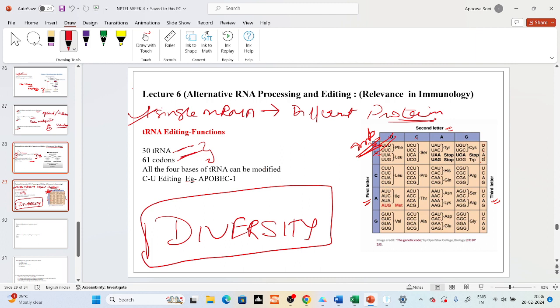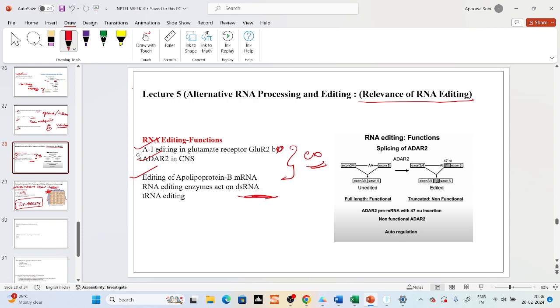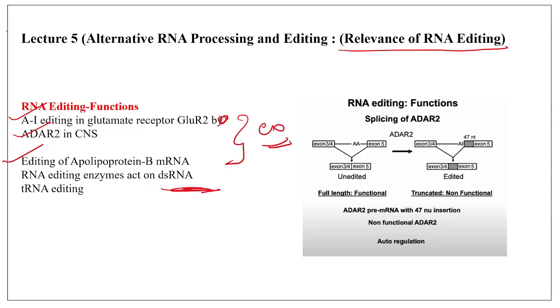And those examples you can see here, how A to I editing in the glutamate receptor helps, how ADAR in the CNS, central nervous system, helps. You see over here, this is exon 3 and 4, and here both are A and A. Okay, just a minute.